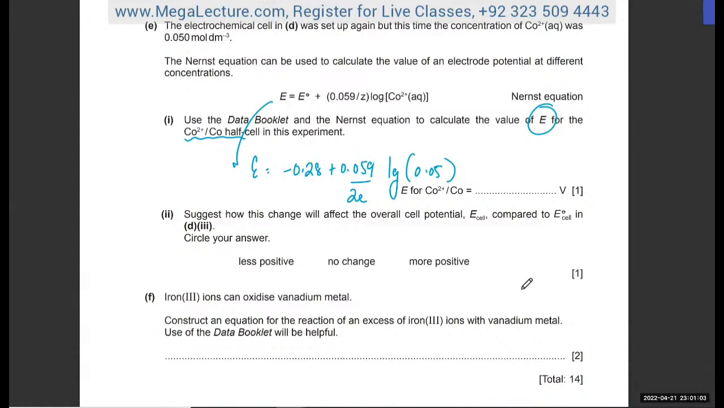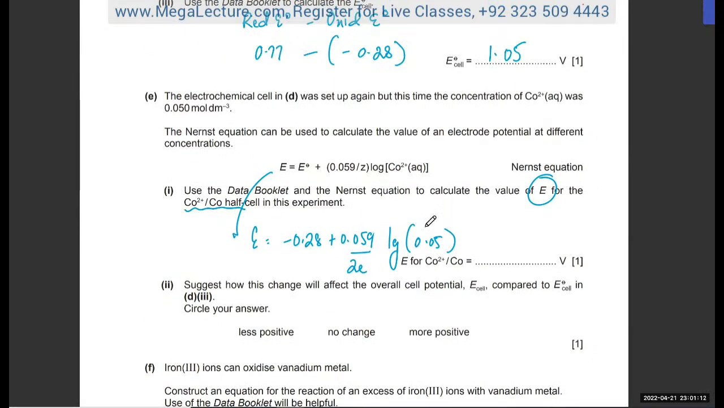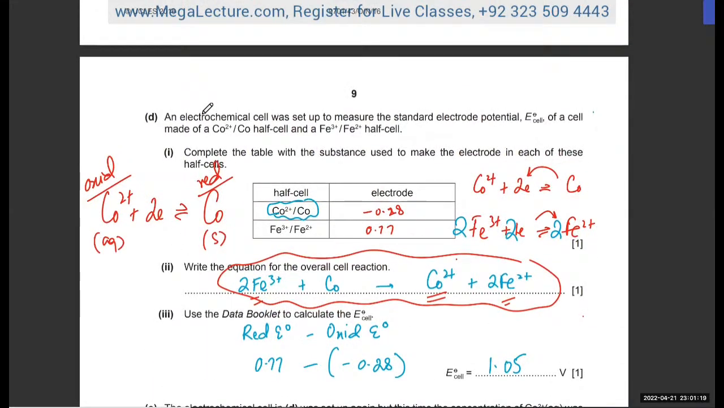Next, suggest how this change will affect the overall cell potential compared to E0 cell, where E0 is the standard potential. They're decreasing the cobalt ion concentration, right? So where would the equilibrium shift if you decrease cobalt ion concentration? It's going to shift backward. So is it going to become more negative or more positive? More positive. No, more positive. More negative. More negative. Okay.